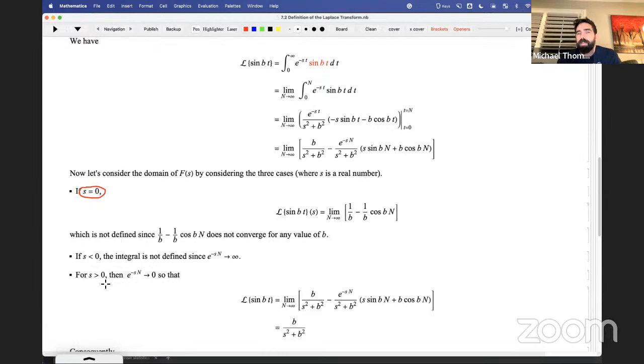Okay, so let's say S is equal to 0. Let's look inside of our limit. Well, if S is equal to 0, then this guy drops out. This guy drops out. This guy turns into a 1, right? This guy drops out. So it looks like what we're left with is b over b squared, which is 1 over b. And there's another b over b squared. So that's 1 over b cosine bn. Is that okay?